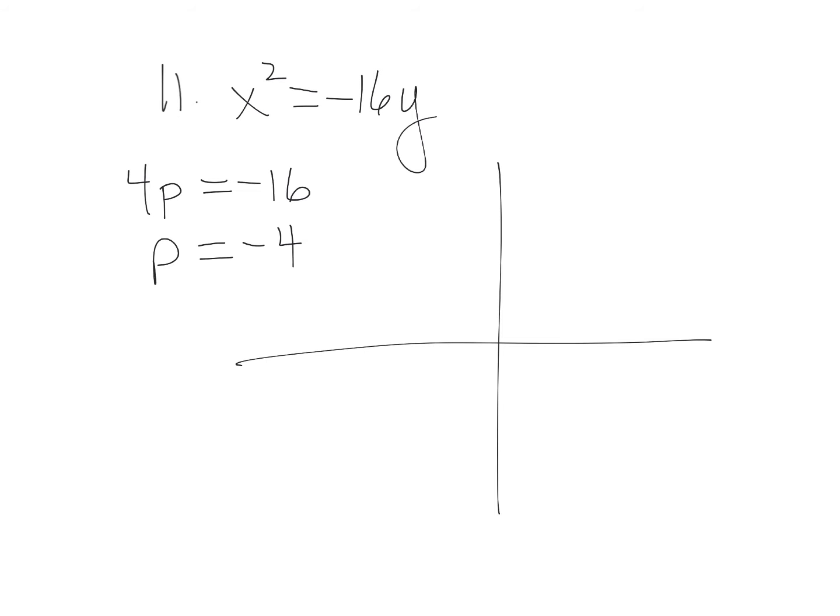So now when we graph, we know there's no translations on the x and y, so our vertex is at 0, 0. P is negative 4, so we're going to go down 4 to get to the focus, and then we're going to go up 4 to get to the directrix. And then, for accurate graphing of the parabola, we're also going to do the LR, which is a length of 16, or the LR is equal to 4p. So we're going to go 8 in both directions.